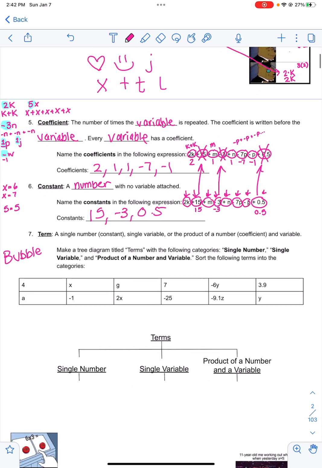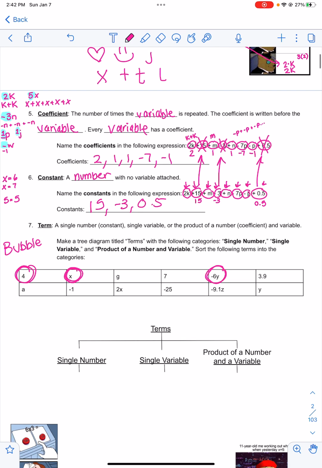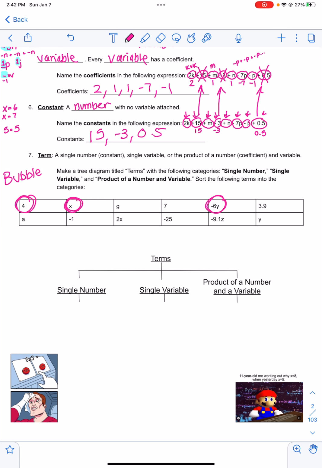There's different types of terms. Your term can be a single number, like 4, a single variable, like x, or the product of a number and a variable, like negative 6y. Go ahead and fill out this chart by categorizing where each of these should go. For example, 4 would go into the single number category, x would go into single variable, and negative 6y would go into product. Pause the video and do this whole chart.